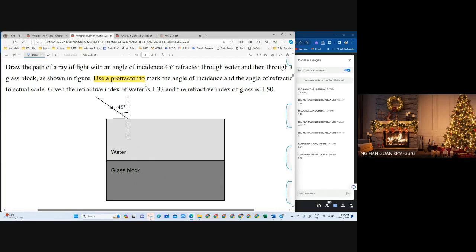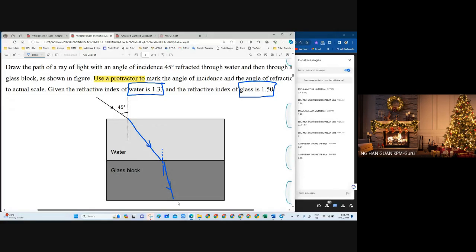So as you know, when light enters the water, it will bend towards the normal. It will bend towards the normal. And the glass, the refractive index of water is 1.33, the refractive index of glass is 1.5. So it means that glass is optically denser than water. So when the light goes from the water into the glass, it will bend more towards the normal.